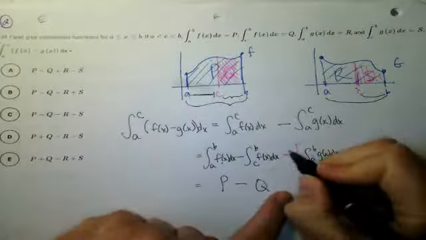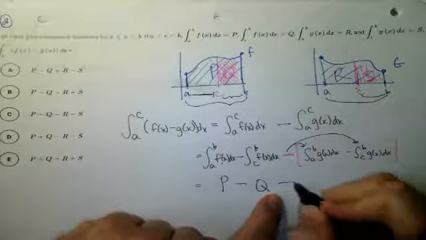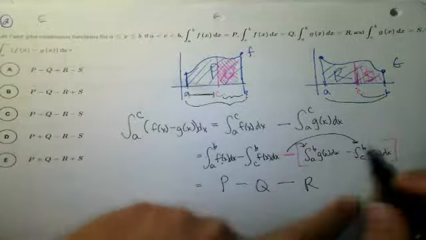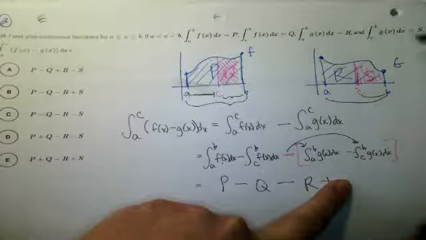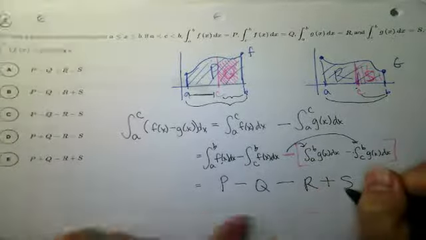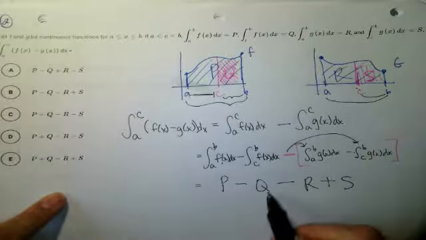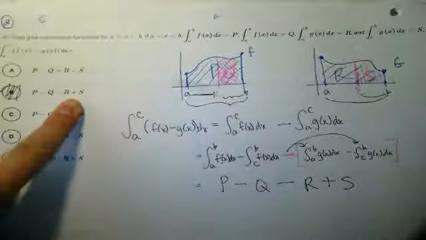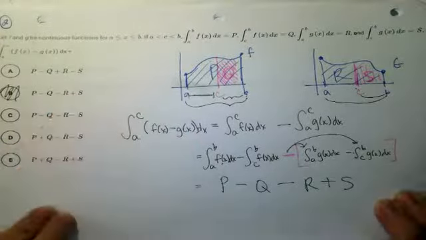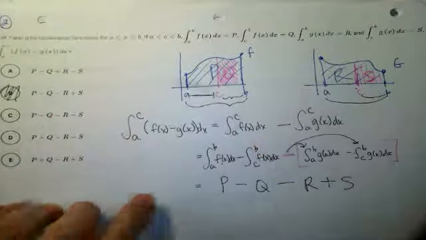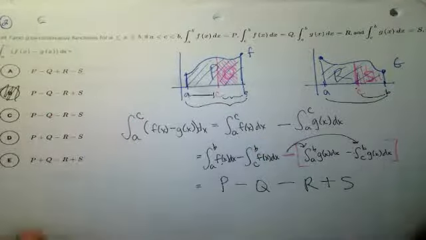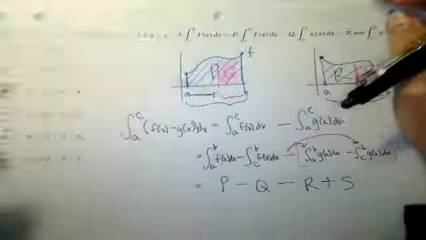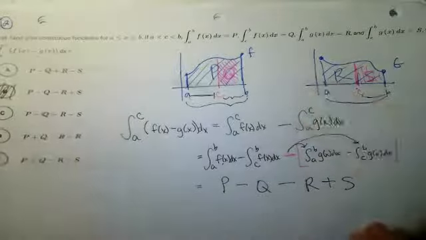And then we're going to have to distribute our negative, so it becomes minus this interval from a to b of g was r. Minus times minus becomes plus this interval from c to b, which was s. So there we go. P minus q minus r plus s. All right. I'm showing you this notation because if this was a free response question, you'd have to show these integrals. All right, so it's really important that I'm showing you the notation.